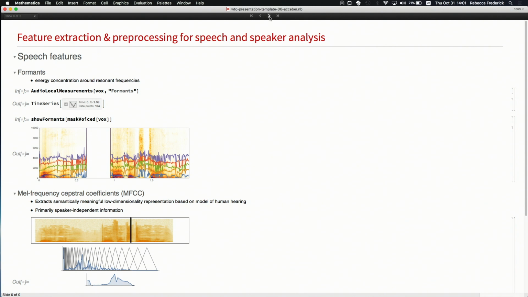We can compute the discrete Fourier transform of each frame and take the squared magnitude. That gives us the power spectrum, which shows the evolution of the frequency energy distribution over time. Just as a quick example, this is a speech signal, its time domain and spectral representation.